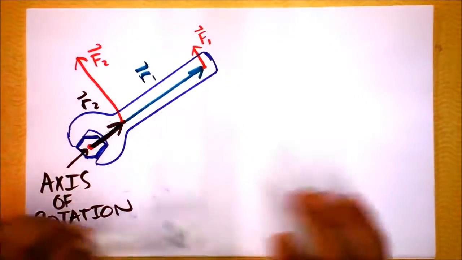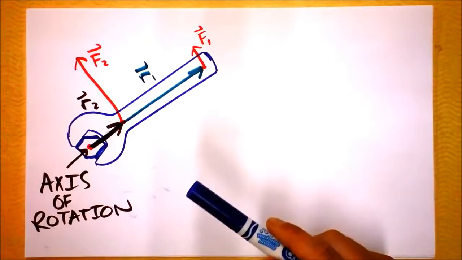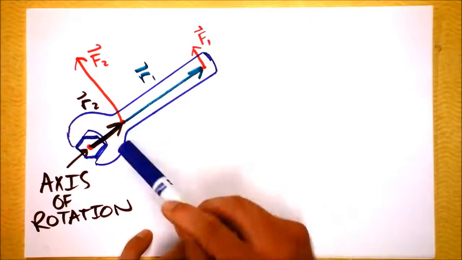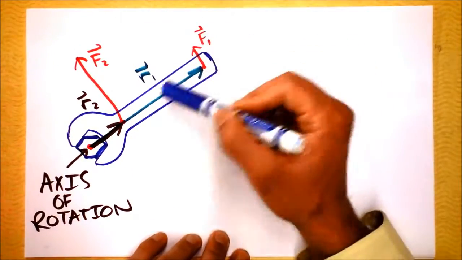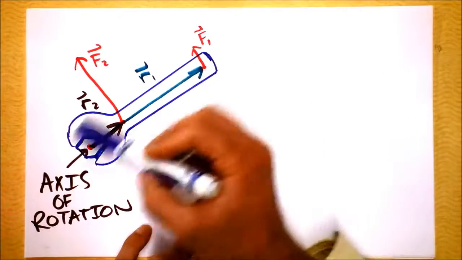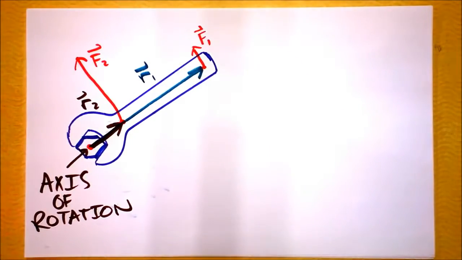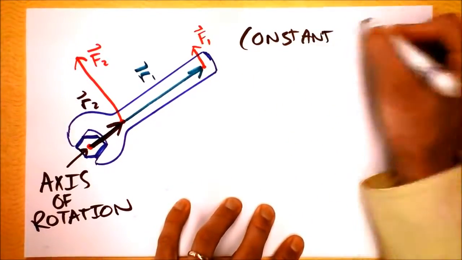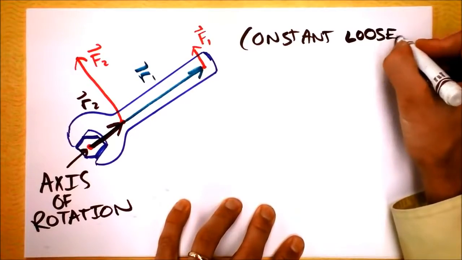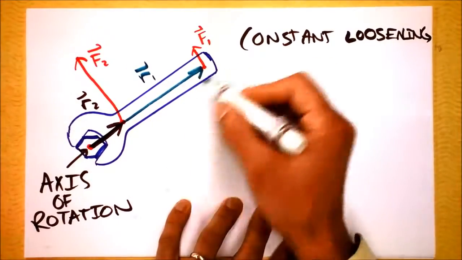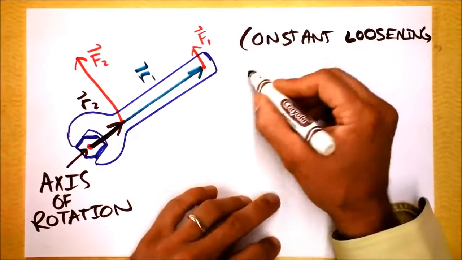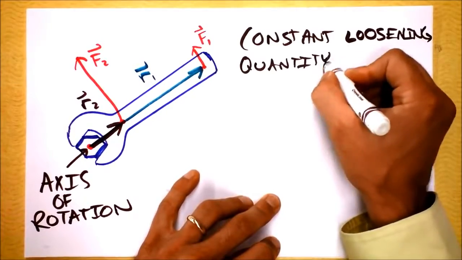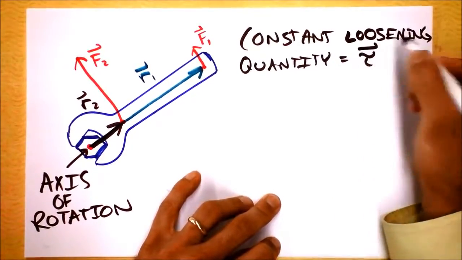And something must be the same. The stickiness of the bolt or something must be the same between F2 and R2 and F1 and R1. Notice you can either have a large distance out and a small force, or you can have a small distance out and a large force. So we identify this quantity that is constant. We'll call it a loosening quantity for our particular situation of this wrench. Of course, it's going to be a very general thing. The constant quantity is torque. And it's also a vector.